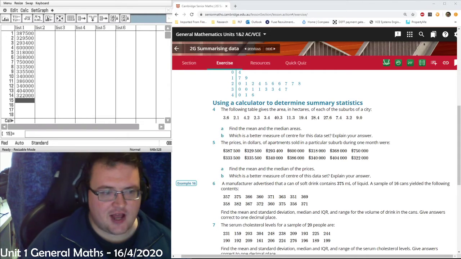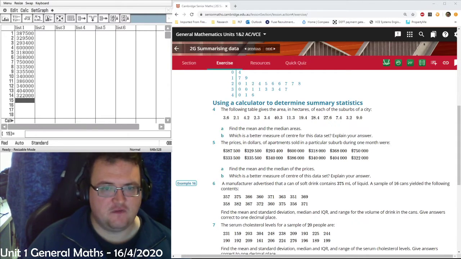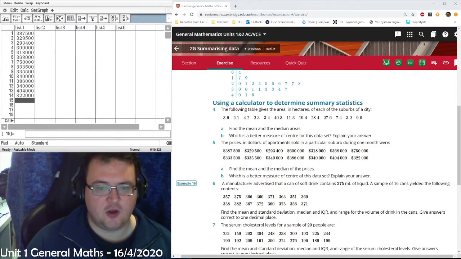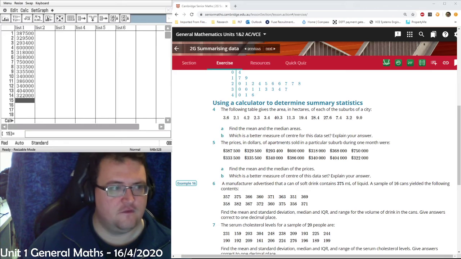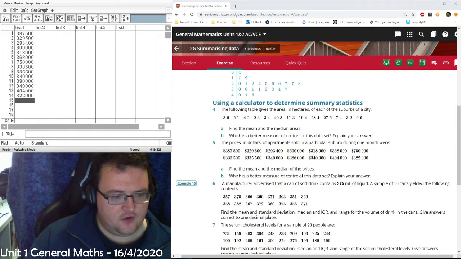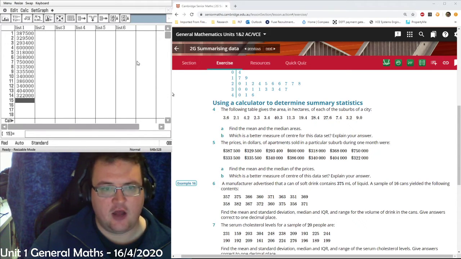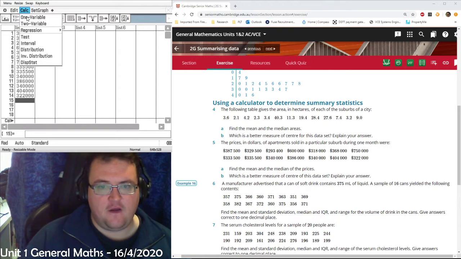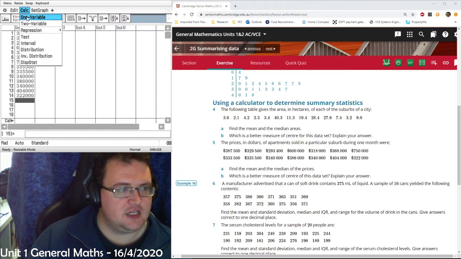All right, so a couple of people have asked me about question 5. Question 5: the price in dollars of apartments sold in a particular suburb during a month were the following. I've got my CAS calculator, and I've entered all the data in there. And question A: find the mean and median of these prices.